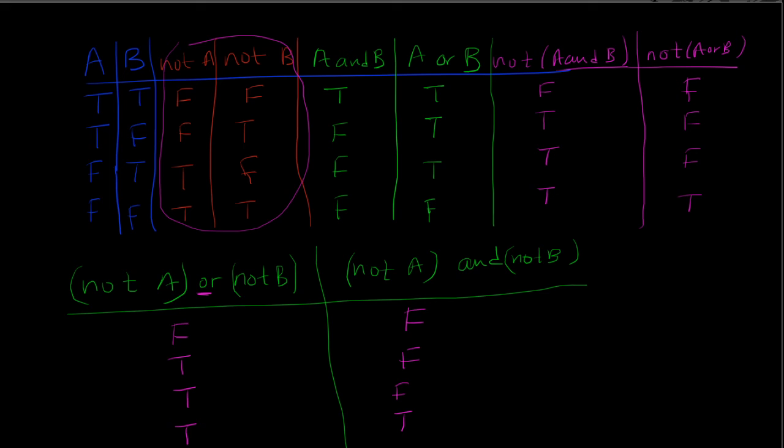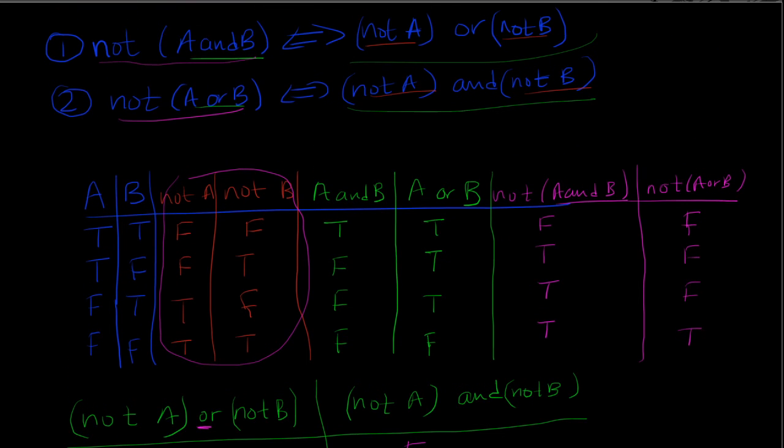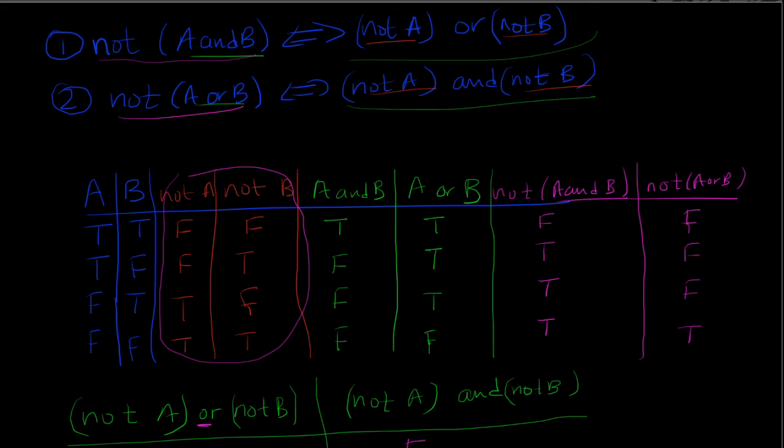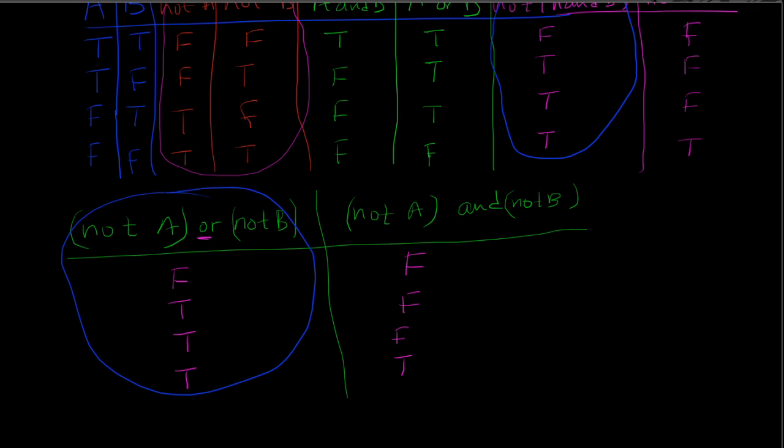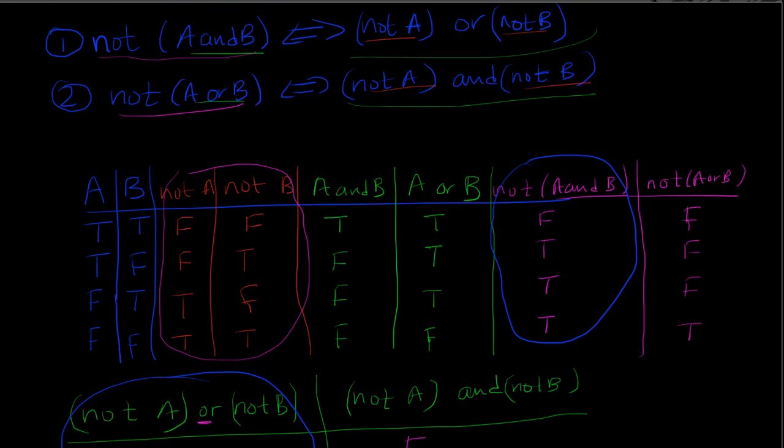Okay. Now let's compare. I want to see not (A and B). So that's going to be this column. Is that equivalent to not A or not B? So that's going to be this column right here. Notice they're both false, true, true, true. So they're exactly the same. So the first equivalence makes sense.